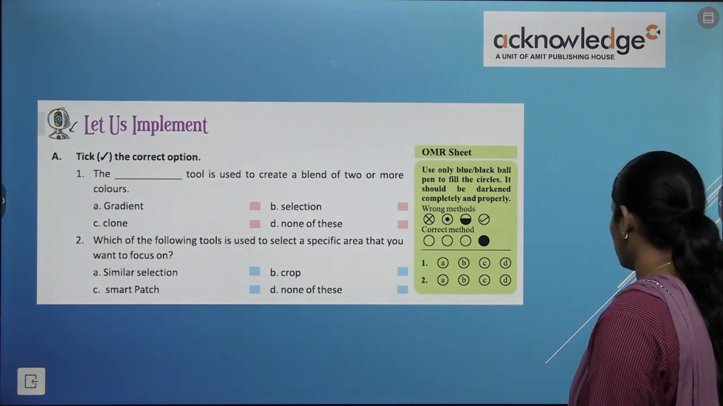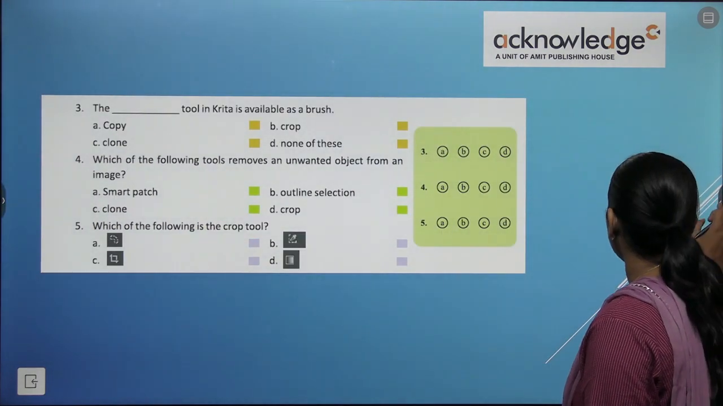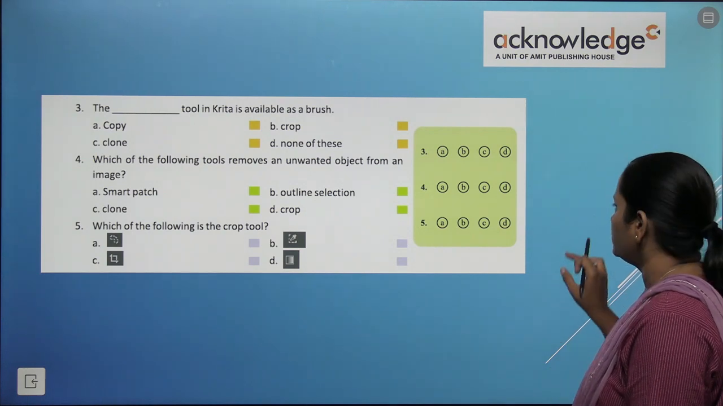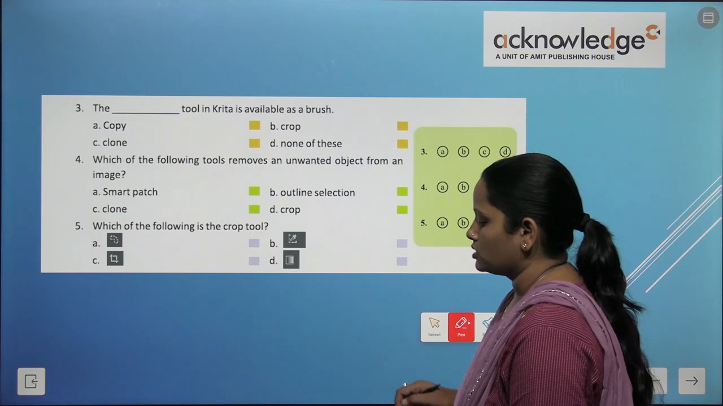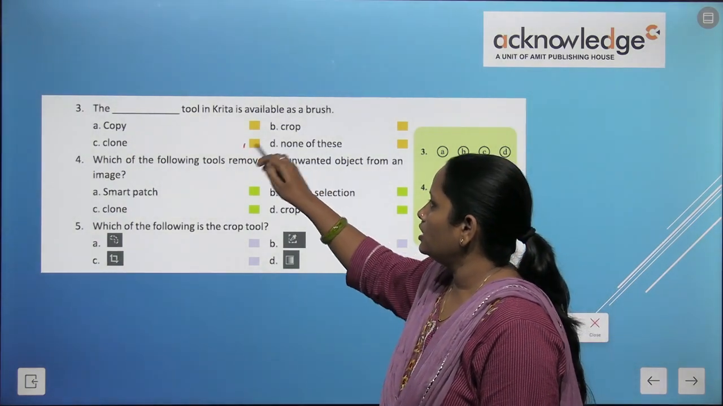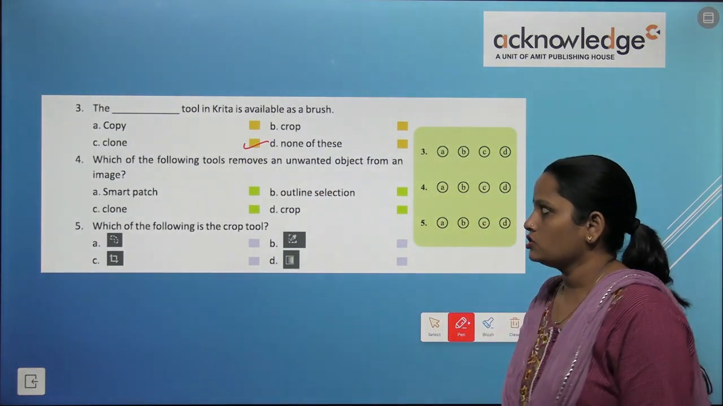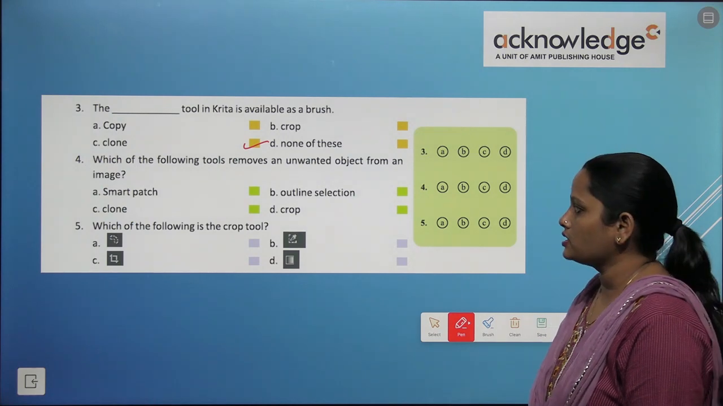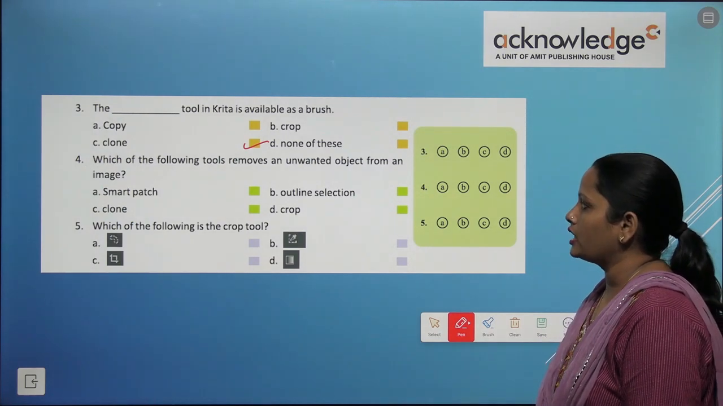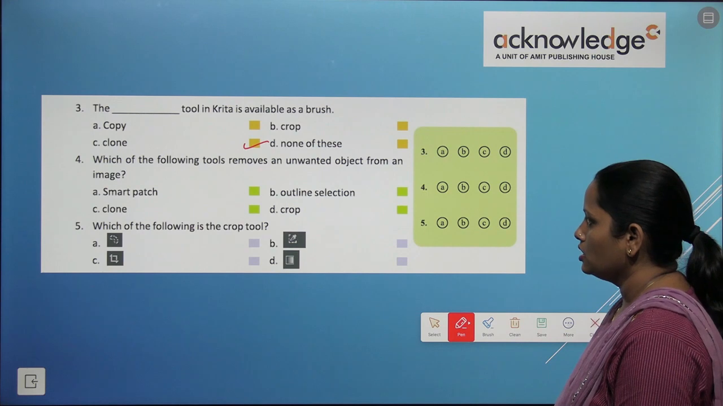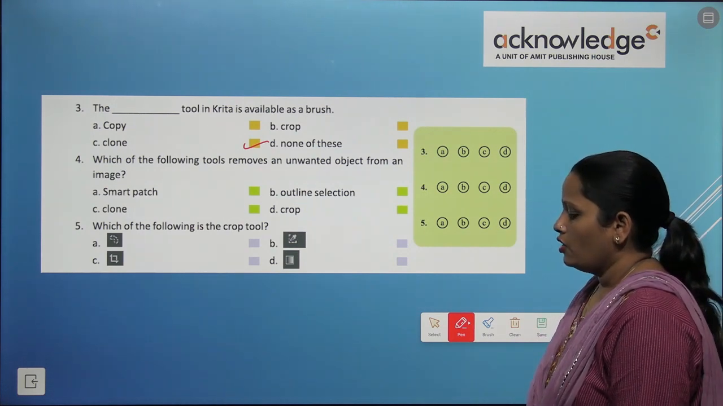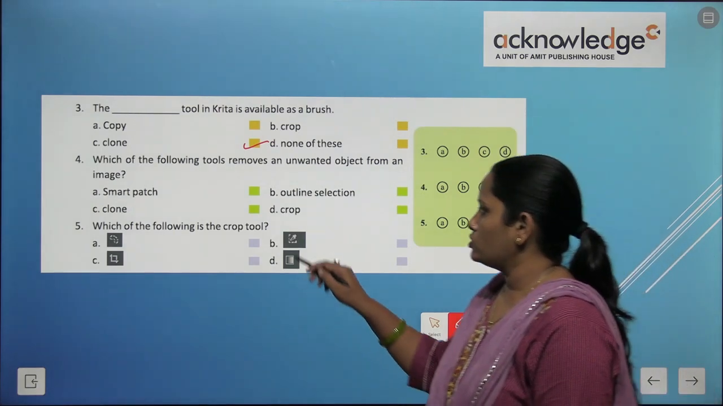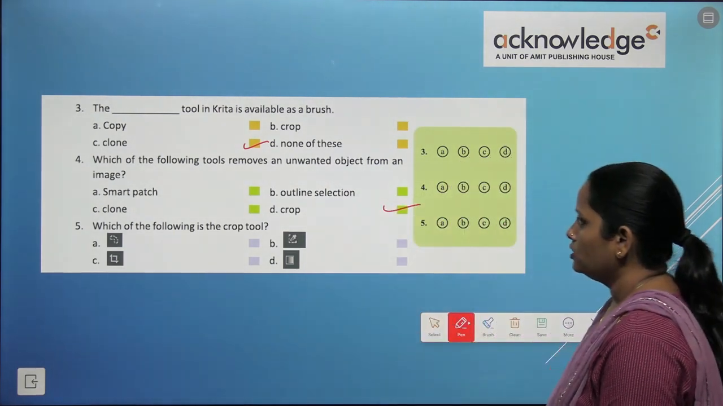Now next question to your children. Next question says that the dash tool in Krita is available as a brush. So which tool is used here? This is a clone tool. This is available as a brush. Which of the following tool removes an unwanted object from an image? So for removing an unwanted object from an image, we use the crop tool.